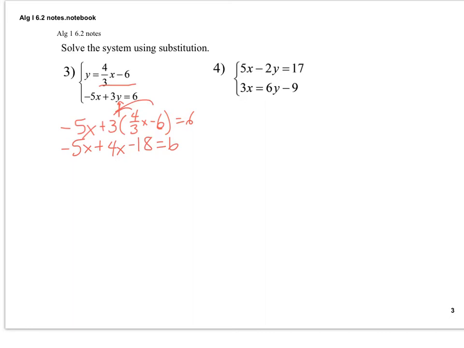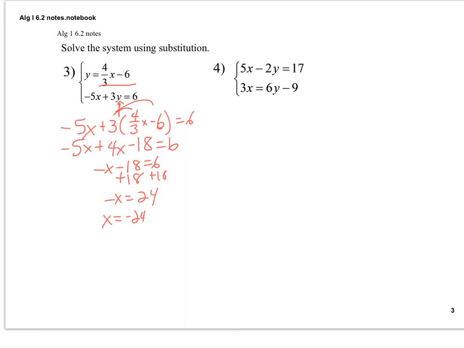Okay? So, I'm going to combine like terms. So I have negative x minus 18 is equal to 6. I can add 18 to both sides. Alright, and I end up with a negative x is equal to 24. Okay, which means that x is equal to negative 24 in that case.